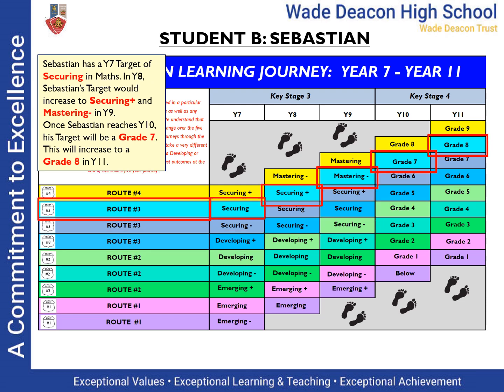Moving on to student B. Sebastian has a Year 7 target of securing in maths. In Year 8, Sebastian's target would increase to securing plus and mastering minus in Year 9. Once Sebastian reaches Year 10, his target will be a Grade 7. This will increase to a Grade 8 in Year 11.